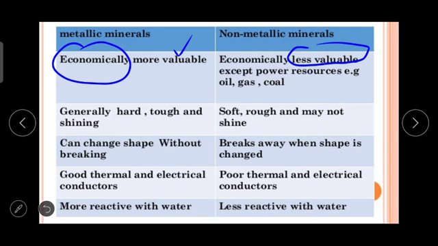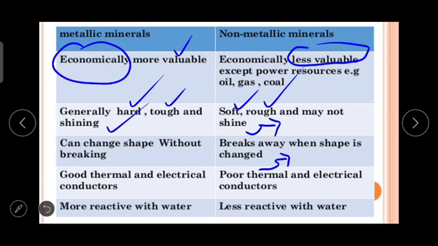Metallic minerals are generally hard, tough and shining. Non-metallic minerals are soft, rough and may not shine. Metallic minerals can change shape without breaking, but non-metallic minerals break away when shape is changed. If you try to change their shape, they break.